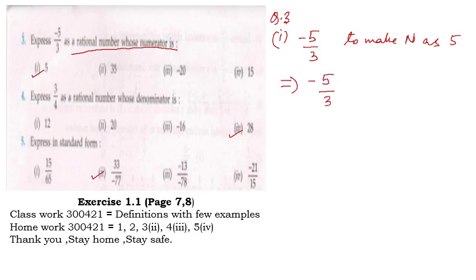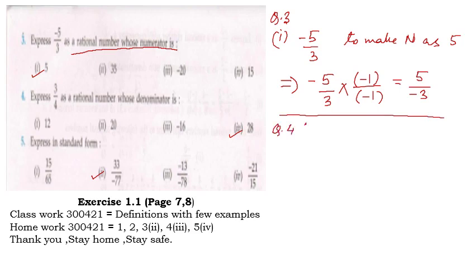Minus 5 by 3. I want to make minus 5 to 5. I will multiply with the minus 1 up. If you are multiplying up, you have to multiply down also, so that the new rational number is equivalent to the old rational number. Minus 5 into minus 1 is 5 and 3 into minus 1 is minus 3. Clear?